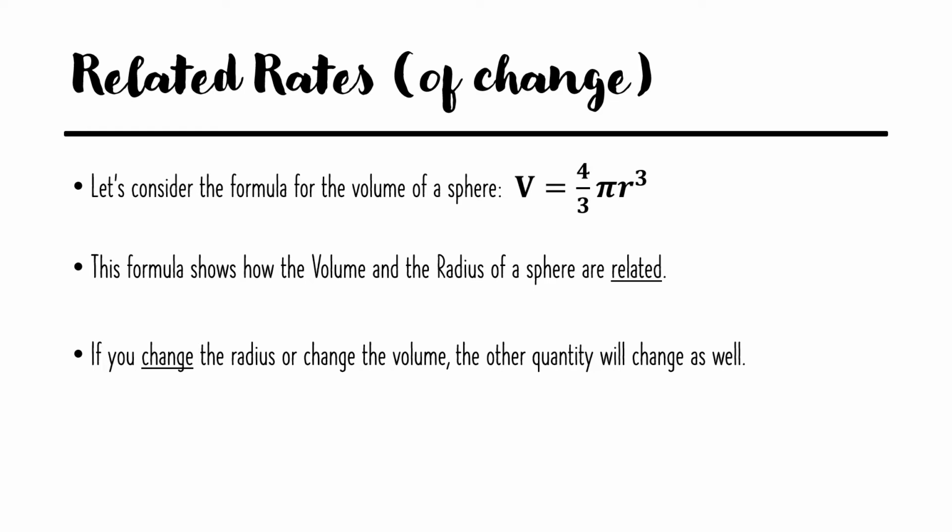If we consider the formula for the volume of a sphere, V is equal to 4/3 pi r cubed, this formula shows how the volume and radius of a sphere are related, or equated in some way. So there's some sort of relationship between the volume and radius of a sphere, which means that if you change the radius or you change the volume of the sphere, the other quantity will change as well.